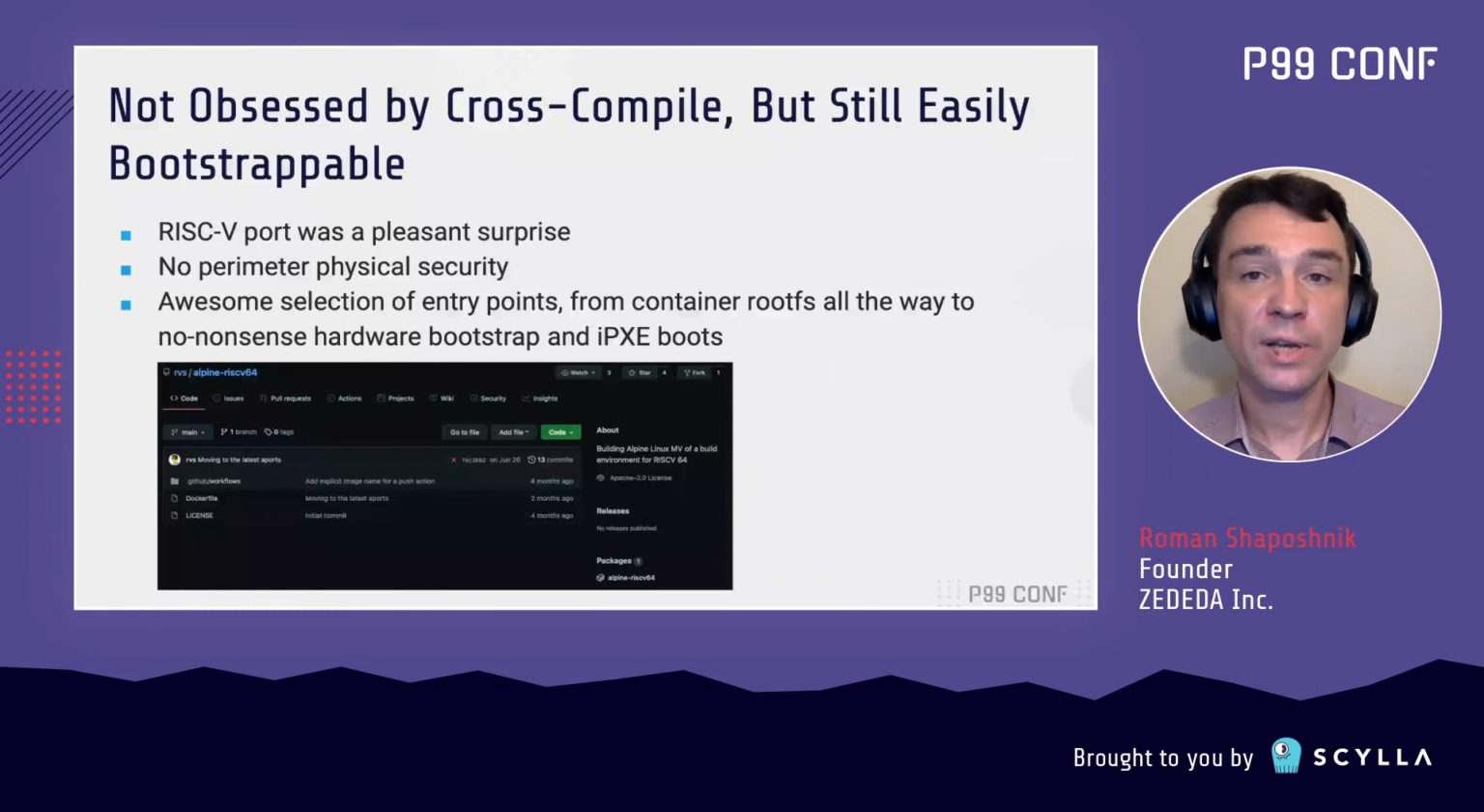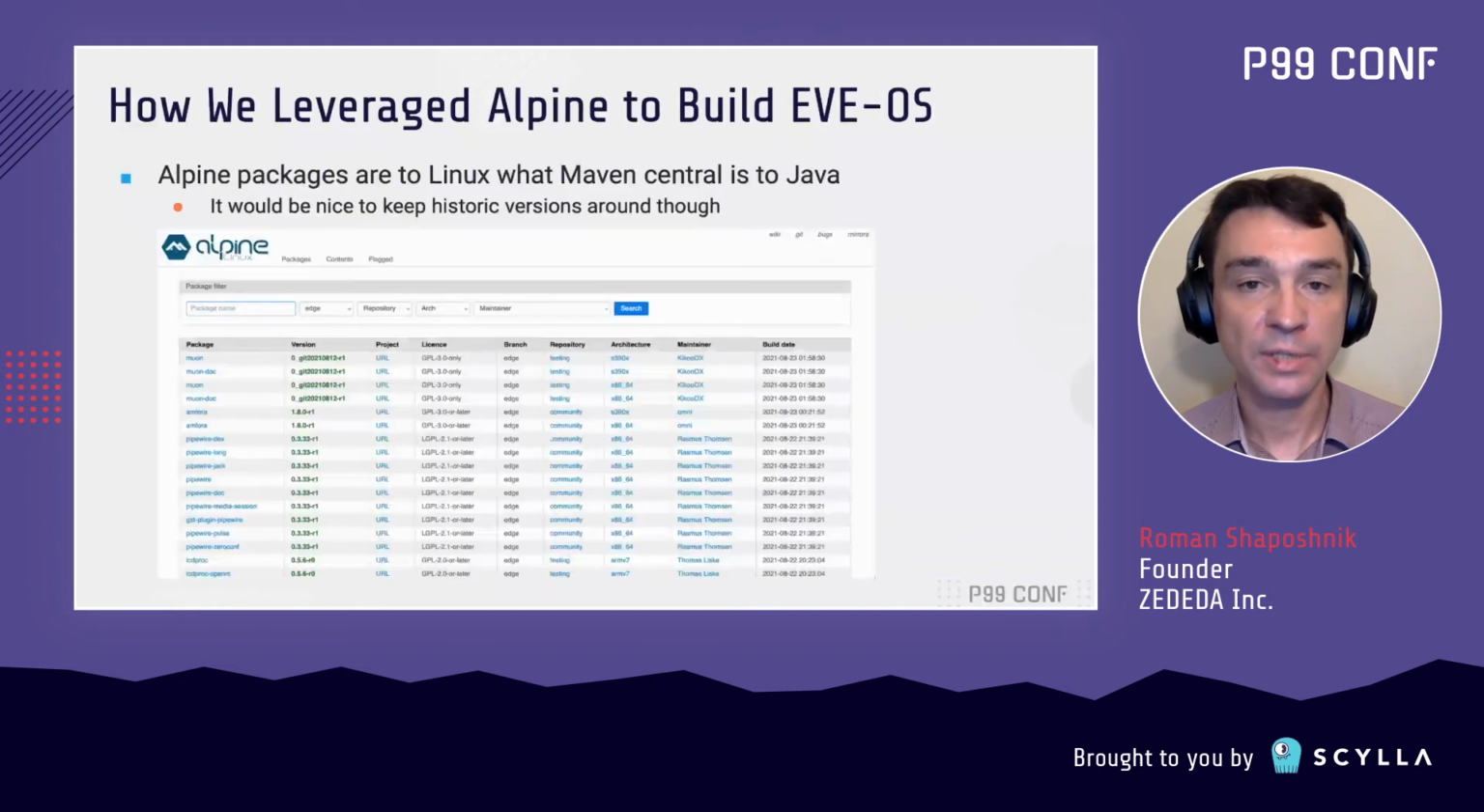Now, how do we leverage Alpine to build EVE OS? Well, we're picking a lot of packages from Alpine, just wholesale, because honestly, Alpine packages are to Linux what Maven Central is to Java these days. Whenever I need a new or updated piece of software, I typically go to Alpine packages. You can just Google it and look for my package. A lot of times it's actually a much newer, better updated version than what a vendor like Red Hat would give me.